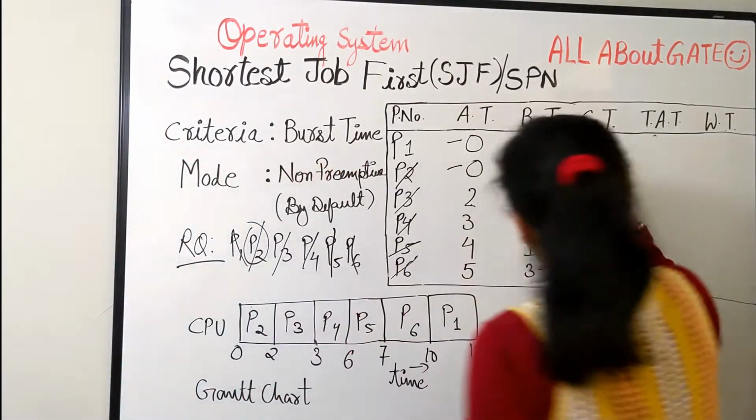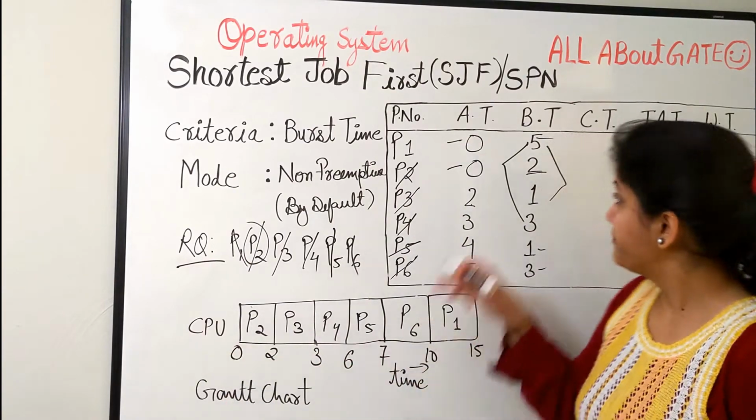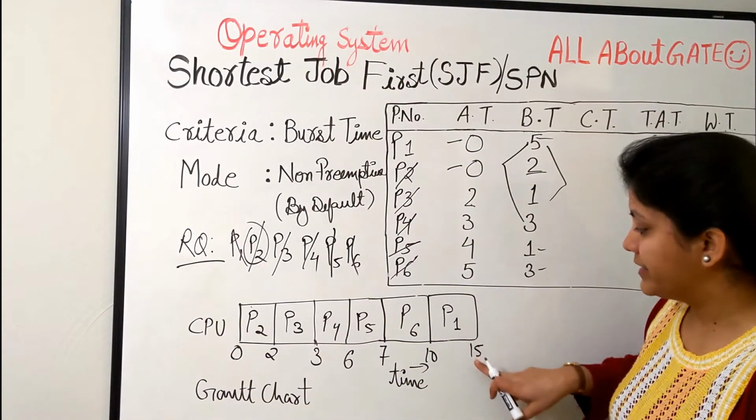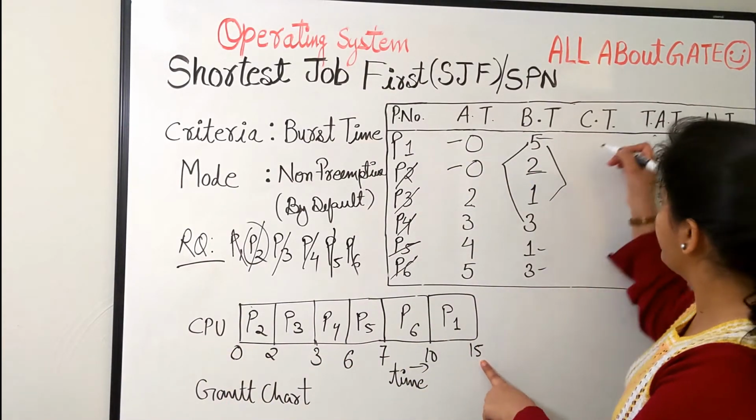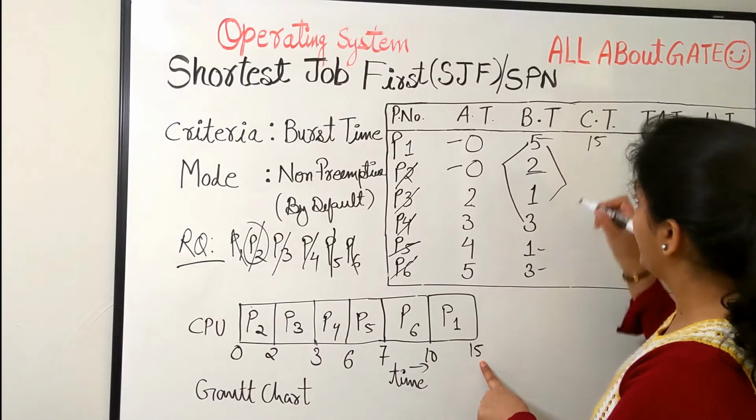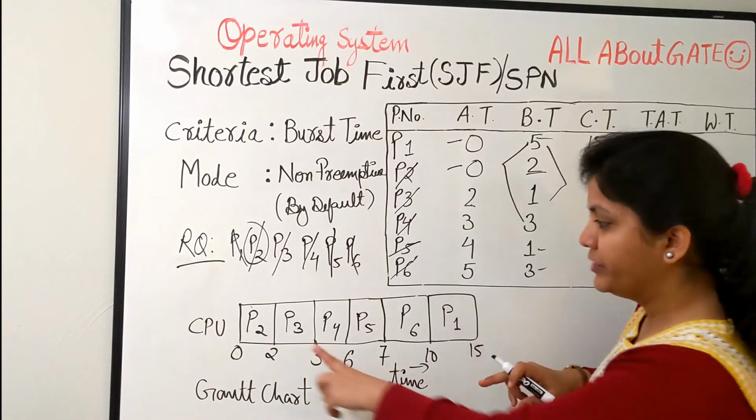Okay, so for the completion time, you just have to look at the Gantt chart. For process 1, it got finished at time 15. So what becomes its completion time? 15.